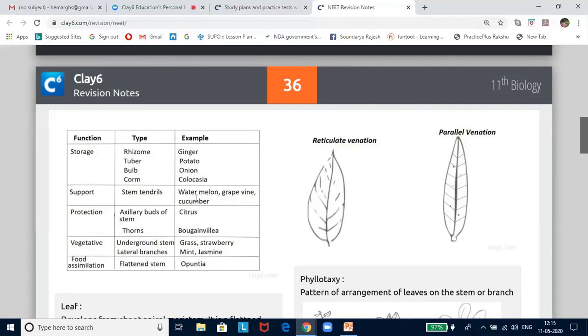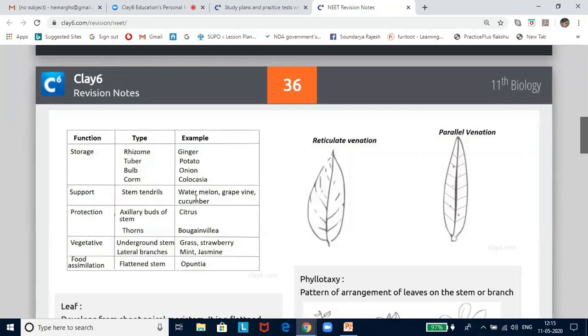Now vegetative. If you look at the underground stem, vegetative means vegetative propagation. So in grass and strawberry, seeds are not formed. So these plants itself will act as perennating organs, and they help in vegetative propagation, like in grass, strawberry, mint, and jasmine.